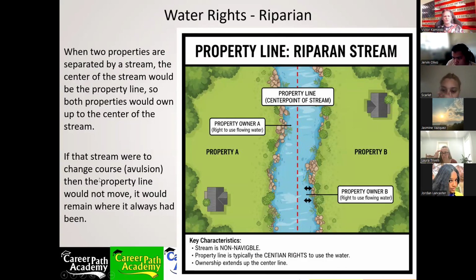Now, if that stream were to change its course through avulsion, then the property line would not move. It would remain where it had always been. Stays there, even though the stream now starts going this way and that way.